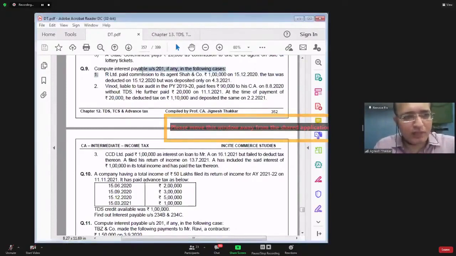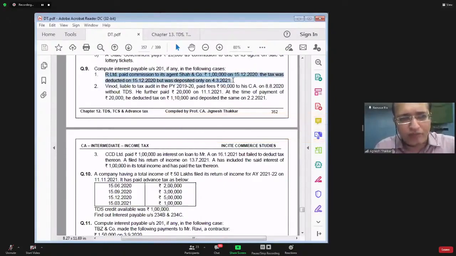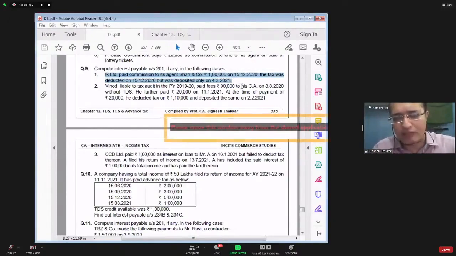R Limited paid commission to one of its agents, Shah and Company, 1 lakh on 15 December 20. Tax was deducted on 15 December 20, but it was deposited only on 4th March 21. As discussed earlier, we need to calculate interest for 3 months at the rate of 1.5% per month. So interest will be 4.5%.